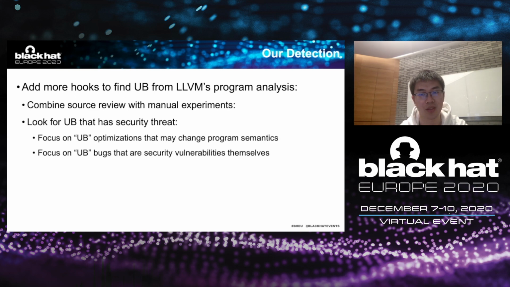Our method is to combine source review with manual experiments. We focus on finding undefined behavior that has security threat. It can be divided into two categories. The first kind of bugs appears when program semantics are changed incorrectly. The second kind are security vulnerabilities themselves. We start with the first case.